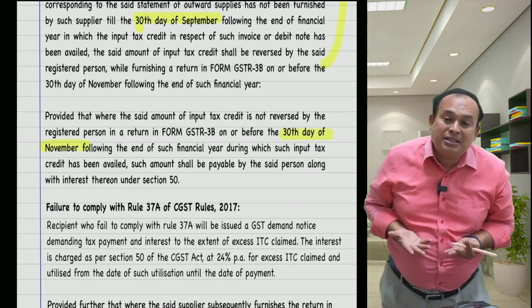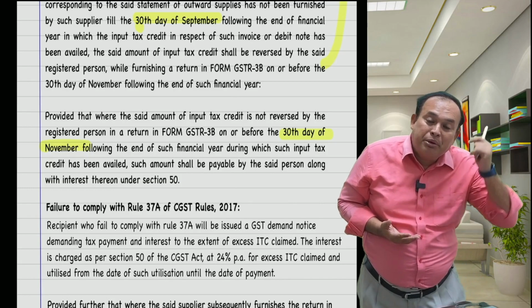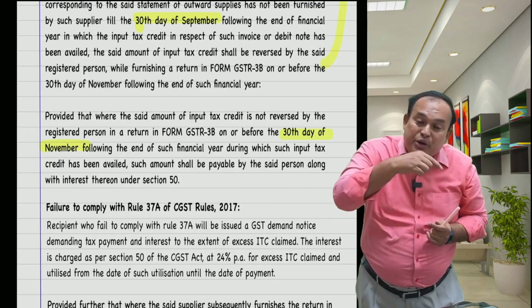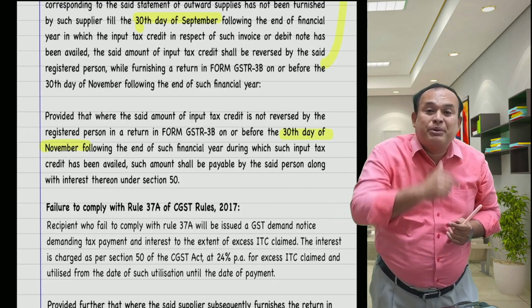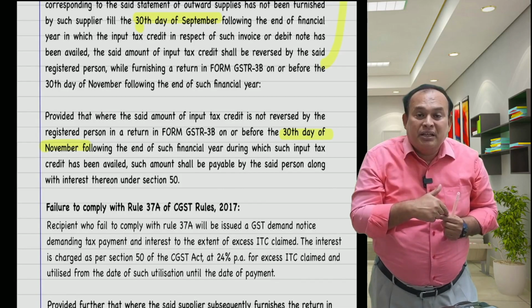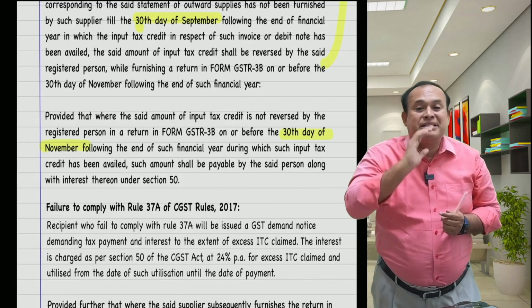Ayyo, what is this? In the month of February, I utilized the credit by filing the GST 3B return on 20th February. That time, the full amount of credit was utilized.